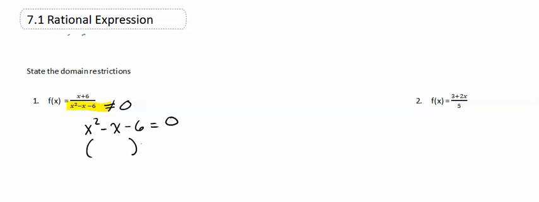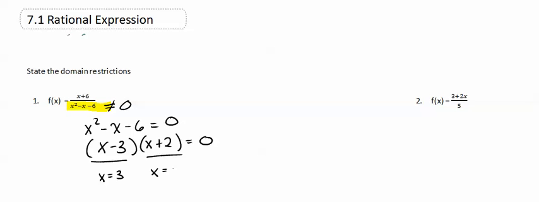So in this case, the equation is factorable, so we'll factor it. We'll get x minus 3 and x plus 2. And if I solve each one of these binomials, we'll get x equals 3 and x equals negative 2. Therefore, the restrictions of this function is that x cannot equal 3 or negative 2. It can be any other number besides those two.